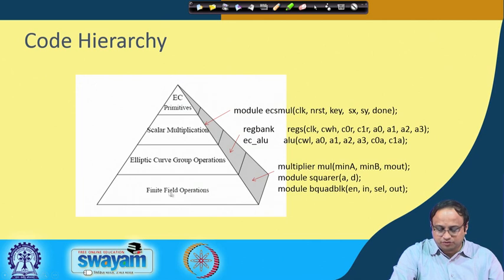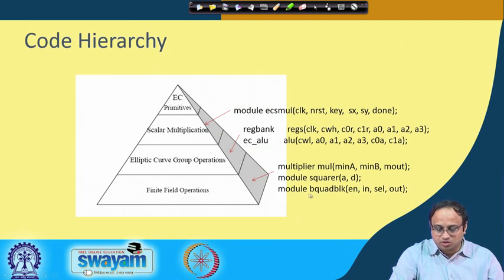For example, for the field operation, the basic blocks are multiplier, squarer, and quad block. If you remember, in one of our previous lectures we discussed how to realize these architectures: we looked into the Karatsuba multiplier, the squarer architecture, how we can do squaring in characteristic 2 fields, and also how we can do quadding and what the advantages of doing that in FPGA topologies are.